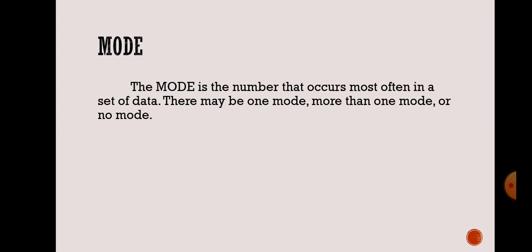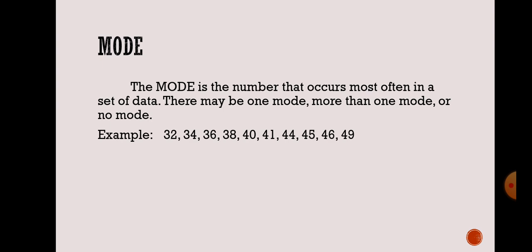What if in this case we don't have any value that occurs twice, thrice, or more than the other data? Therefore, there will be no mode. That will be the computation of the mean, median, and mode from ungrouped data. Now let's proceed with the computation of mean, median, and mode from grouped data.